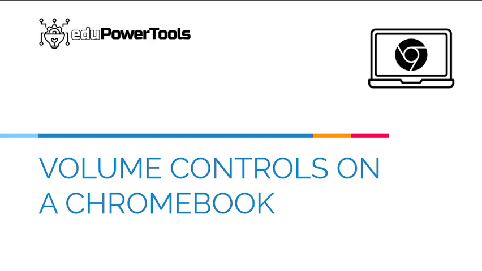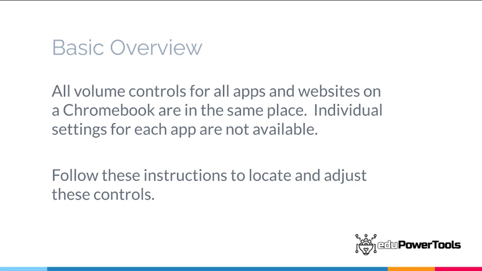Volume controls on a Chromebook are easy to adjust if you know where to look. Here's what you need to know. First thing is that all the volume controls for both your speakers or headphones and microphone are in the same place. Here's what it looks like.